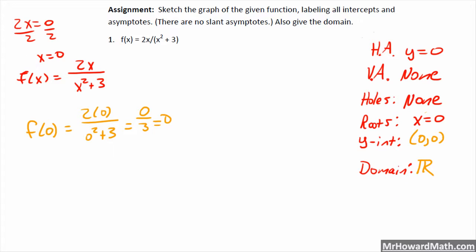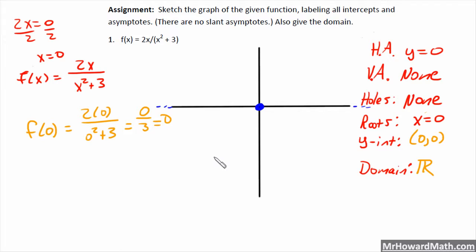Okay, now we should have everything we need. We'll do sign analysis. In other words, find other points on the graph if needed. But hopefully we have enough here with all of that. So we have a horizontal asymptote, y equals 0. Put some dashed lines in there. We don't have any vertical asymptotes or holes. We have a root, which is also the y-intercept, at 0. So the y-intercept again was (0, 0), and that's all we know.